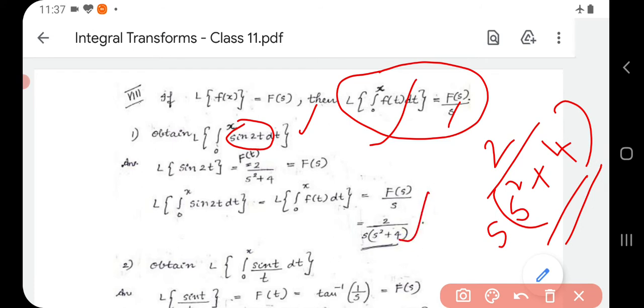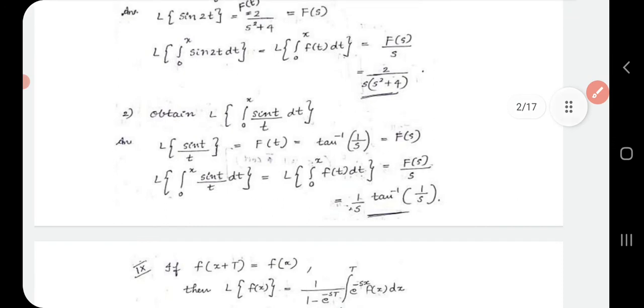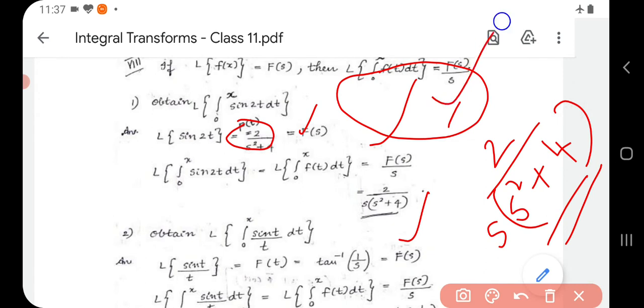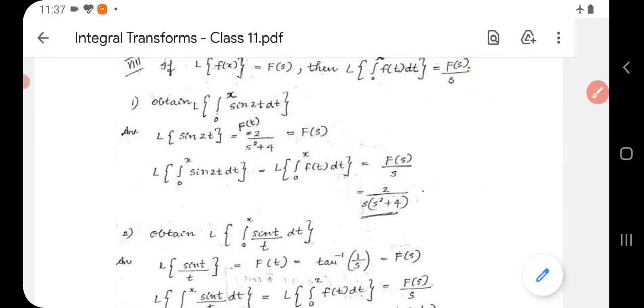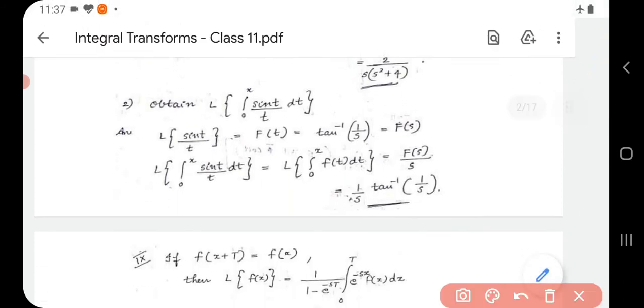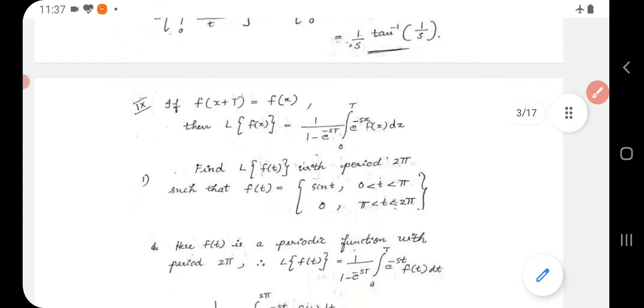Okay. Now one more example: Laplace transform of the integral 0 to x of sin t by t dt. The Laplace transform of sin t by t, or sin x by x, you have already studied in the last class. That is, the Laplace transform of sin at by t is equal to tan inverse a by s. That is a formula that you have studied in the last class. So here in place of a you are having 1. So first find the Laplace transform of sin t by t, that will be tan inverse 1 by s. Now as per this formula, you just divide the answer by s. So your answer will be 1 by s tan inverse 1 by s. Okay, now two problems.